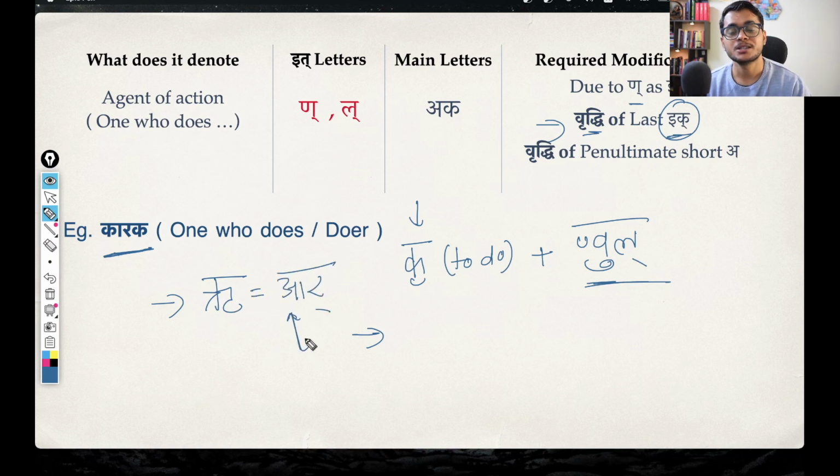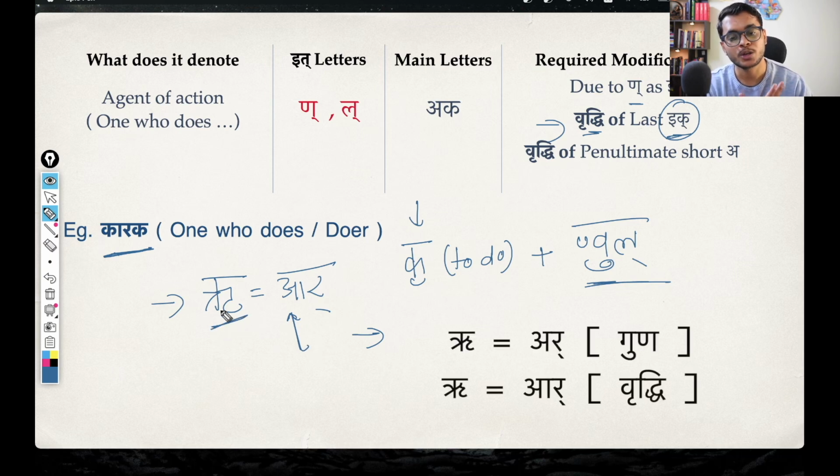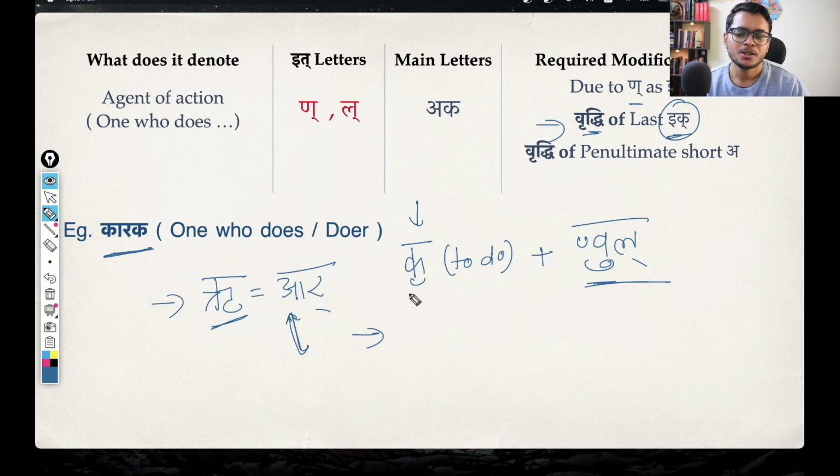Because again, as we discussed in the previous video, vriddhi represents the level 2 gradation of any vowel. So level 1 is guna, where ri becomes ar, and level 2 is vriddhi, where ri becomes r. Okay, I hope this is clear. So this kri changes into kar.